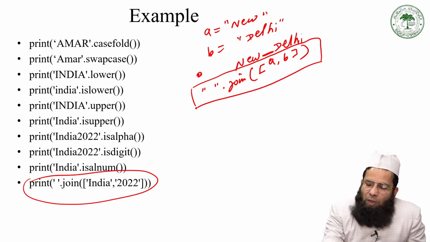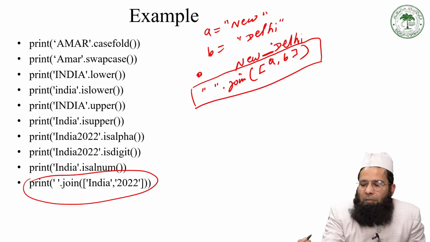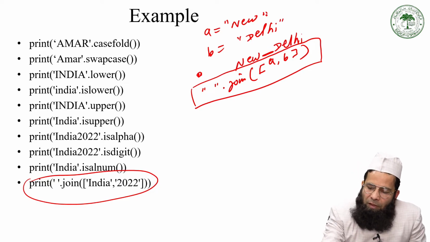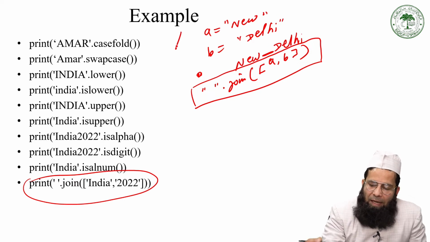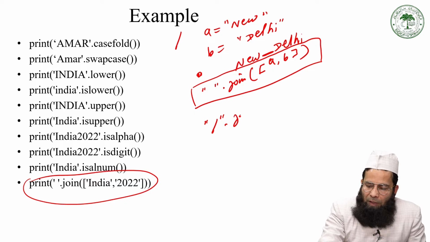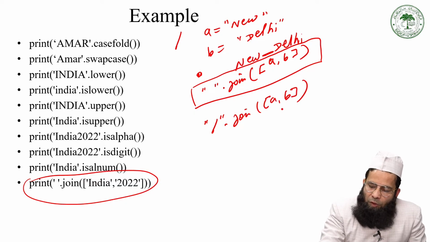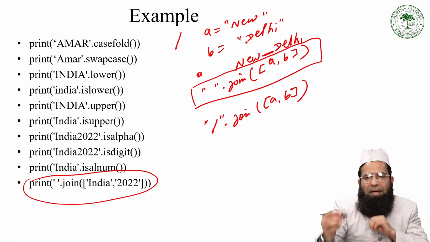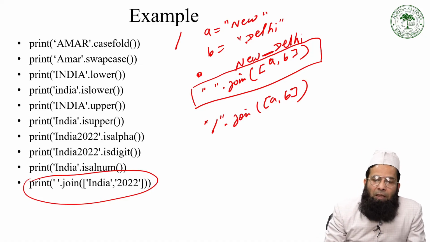Similarly, if I want to join with certain other character, let's say I'm joining with a slash, I would write it here, then join, A comma B. So it will join New and Delhi with a slash, New slash Delhi. So in this way, I can apply different methods of string.